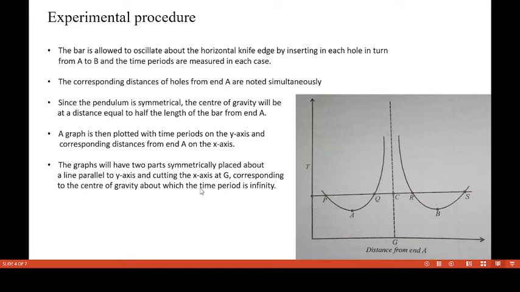Now the graph will have two parts symmetrically placed about a line parallel to the y-axis and cutting the x-axis at G, corresponding to the center of gravity, about which the time period is infinity. We have already seen that the center of gravity point corresponds to maximum time period. We have already calculated that in the last class. So as we approach the center of gravity, the time period moves closer to infinity from both sides.